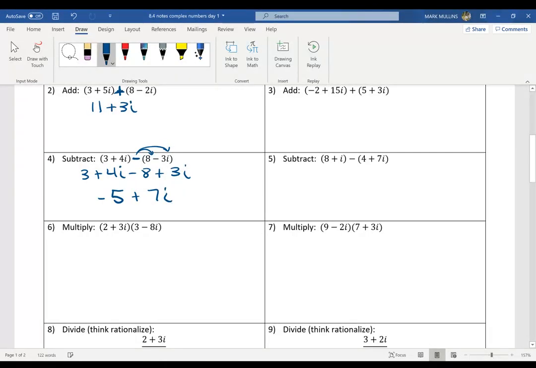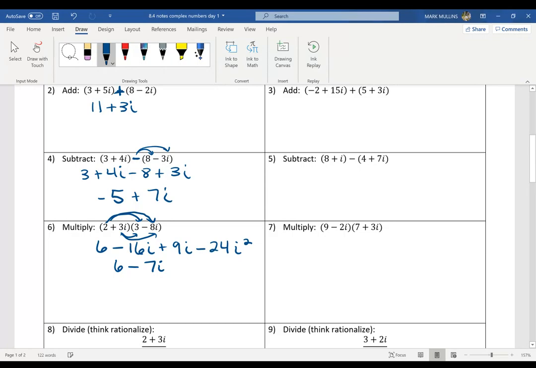For 6, I want to multiply. So I have to go through and do all the multiplications. 2 times 3 would be 6. 2 times negative 8i would be minus 16i. 3i times 3 would be plus 9i. 3i times negative 8i would now be negative 24, and then i times i is i squared. So hopefully you're thinking about i squared from yesterday. I'm going to go ahead and simplify my middle terms and put those together. So negative 16 plus 9 would be negative 7i, so 6 minus 7i.